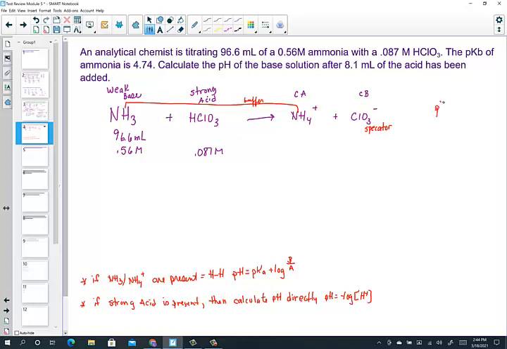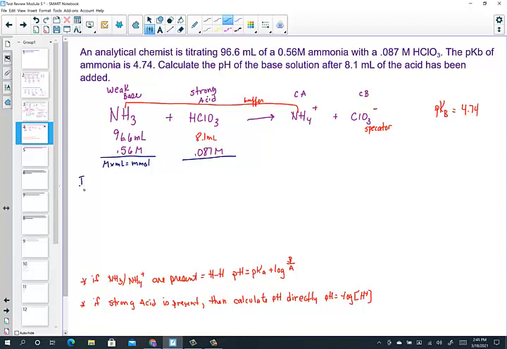It tells me the pKb of ammonia is 4.74. Calculate the pH of the base solution after we add 8.1 mil of the acid. So that's that last ingredient there, 8.1 mil. I'm going to take molarity times milliliter and get a millimole and decide what's the limiting reagent and what's the excess reagent in this titration.